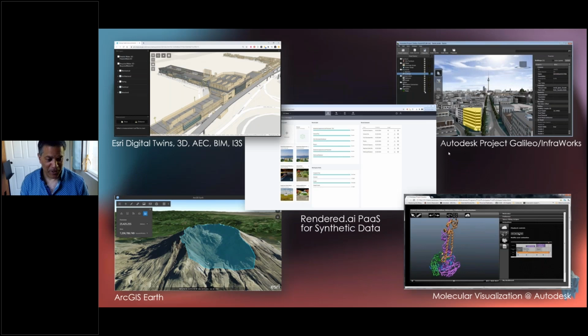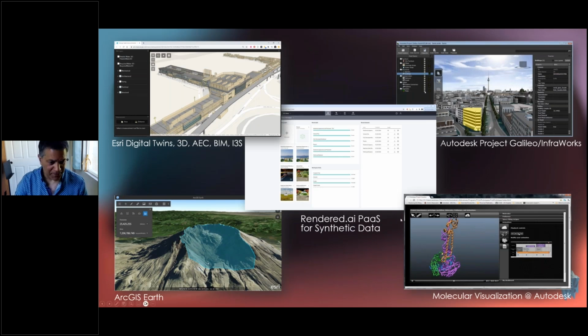I then, as Matthias said earlier, went over to Esri, and I spent about 7 years there leading 3D and the AEC GIS integration, including helping get the Autodesk partnership started. I joined Rendered because it kind of brings together my background in geospatial, 3D simulation, and data-disparate or data-difficult domains.